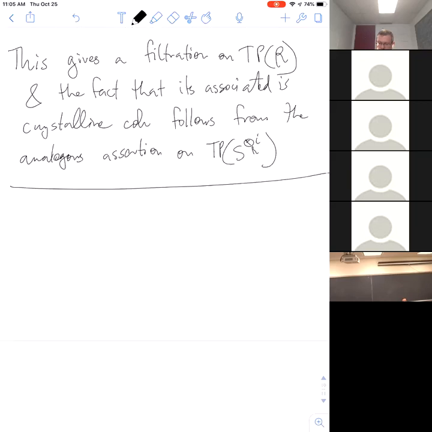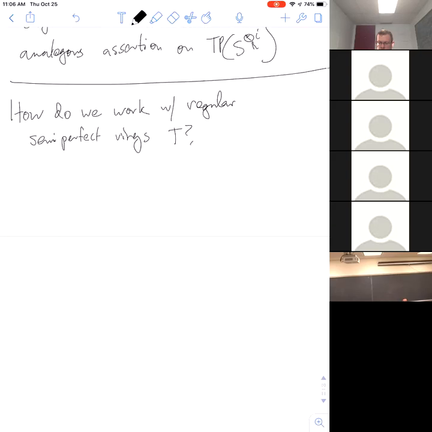But yeah, what I wanted to do is to try to say something about what these regular semi-perfect rings look like and what they give you. So how do we work with regular semi-perfect rings? Okay, so this is the question.